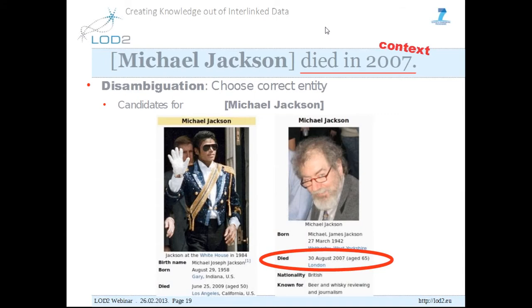And if I could ask all of you who was the Michael Jackson, I would bet that many of you were wrongly thinking that this was the king of pop, because that is the most common interpretation of Michael Jackson. But actually, given the context of this sentence, saying that this particular Michael Jackson died in 2007, we can look at the facts, at the data in Wikipedia and in DBpedia, and figure out that this is Michael Jackson, the journalist, not Michael Jackson, the king of pop.